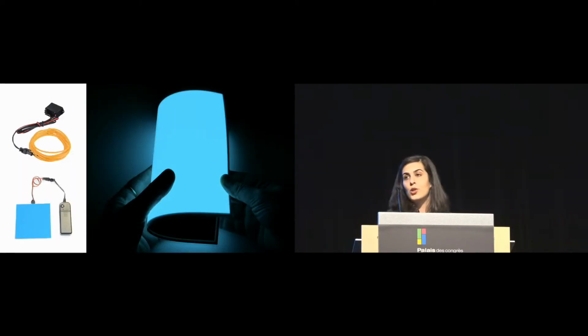Electroluminescent materials, or in short, EL materials, are materials that emit light when subject to changes in a high voltage electric field. They are available off the shelf in the form of EL wires and panels and are used in various applications, including safety-related products and interactive art installations.